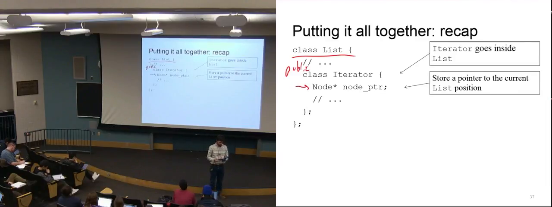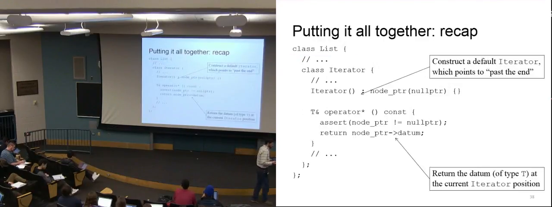This iterator stores a pointer to the current list position. The current list position is some node somewhere in memory. We need a way to create iterators. So the default constructor creates an iterator which points past the end of the list. We're making a class that's dressed up in the clothes of a pointer. So part of pretending to be a pointer is to be able to do dereference. This function lets us use the star operator, the dereference operator, on a variable whose type is iterator.